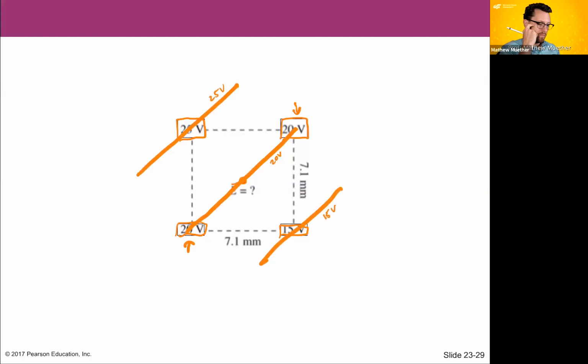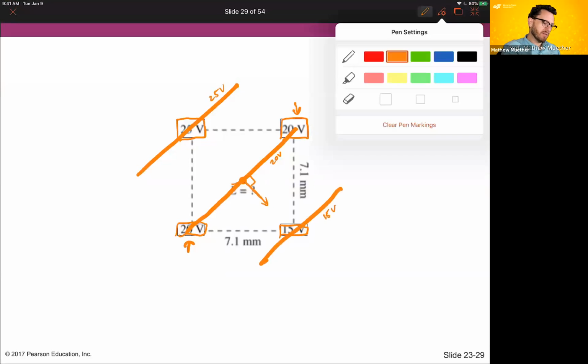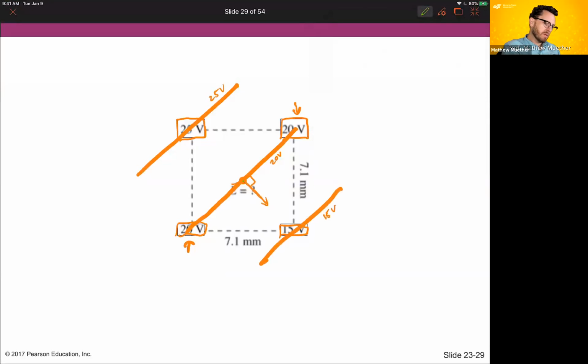So what direction does the electric field point at that point in space? Well, the electric field is going to be perpendicular to this equal potential line and point towards smaller values of the potential. So it's got to point this way. It's got to go from high potential down to lower potential, and it's going to be perpendicular to that equal potential line.